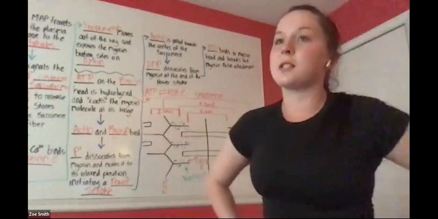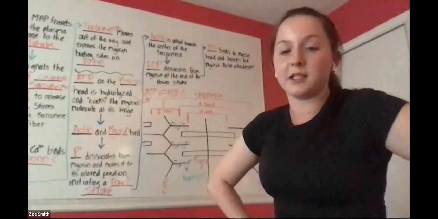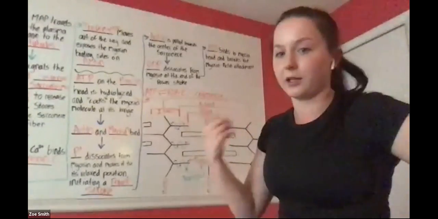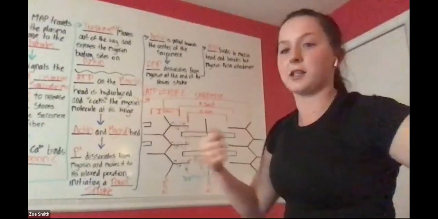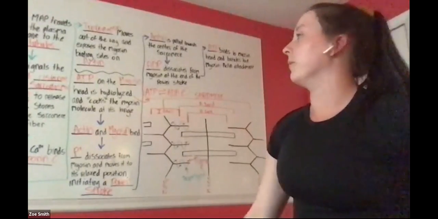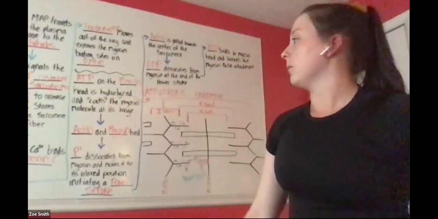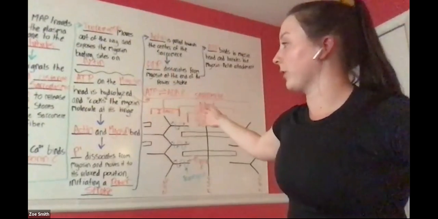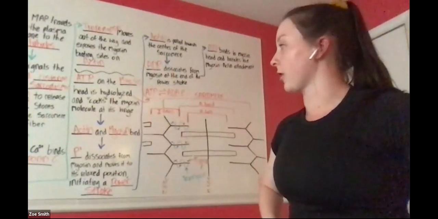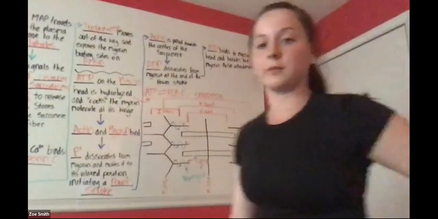If calcium levels stay high and there's still availability of ATP, then this process is going to keep on going. You're going to keep having that excitation contraction coupling. If the action potential stops and there's no more free flowing calcium within the sarcomere, then this is going to stop and there's no more contraction.